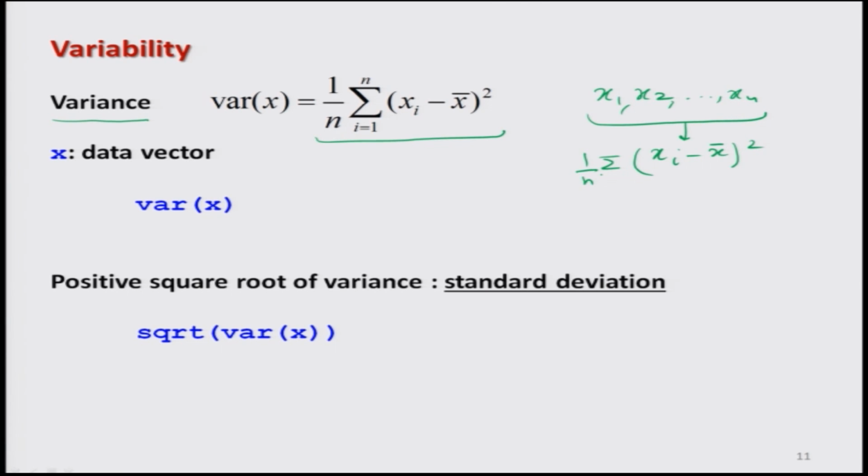So in R, this variance can be computed directly by the built-in function VAR, and the syntax is VAR, then inside the argument we have to give the data vector. And when I take the positive square root of this variance, this is called the standard deviation.